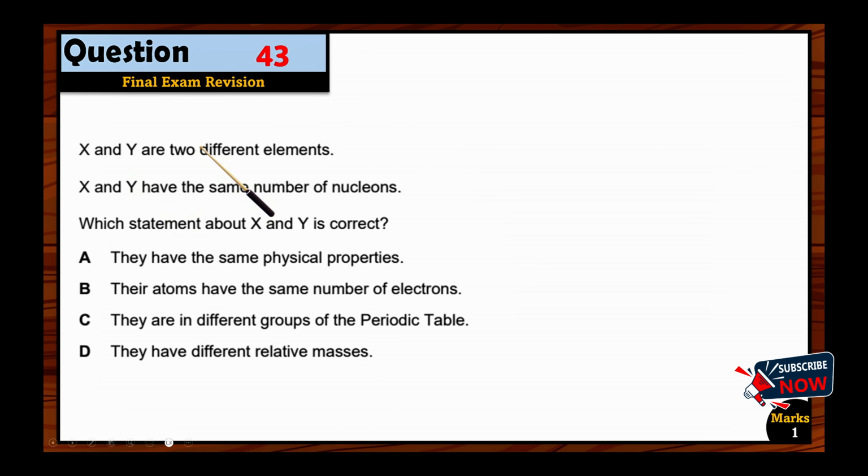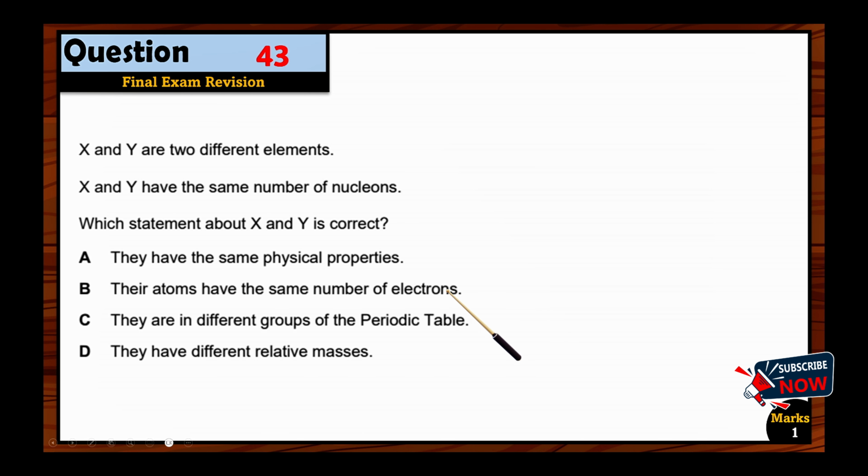Question 43. X and Y are two different elements. X and Y have the same number of nucleons. Which statement about X and Y is correct? So they are two different elements, but they have the same number of nucleons. What does it mean? It means the mass number is the same, right? So do they have the same physical properties? No, that's not right because they are not the same elements, right? So we are not sure how they can have the same physical properties.